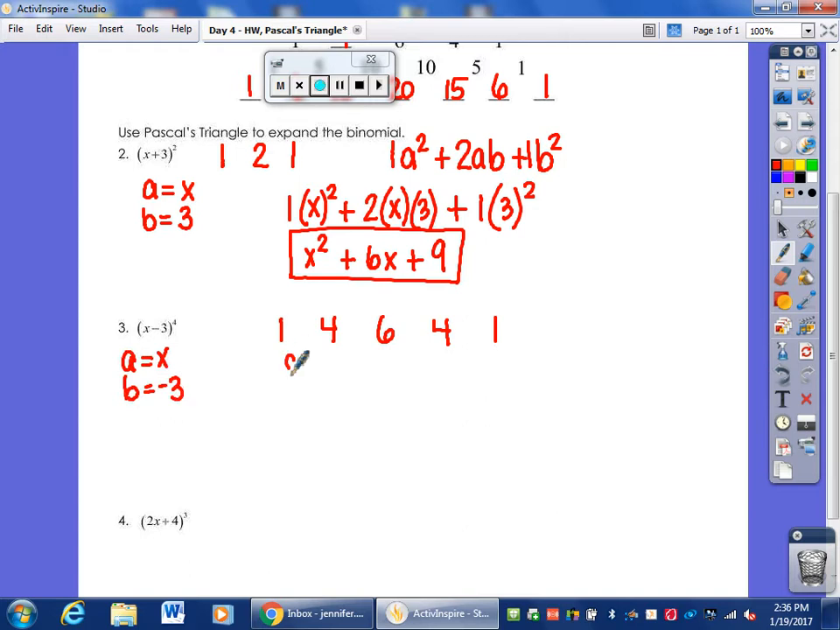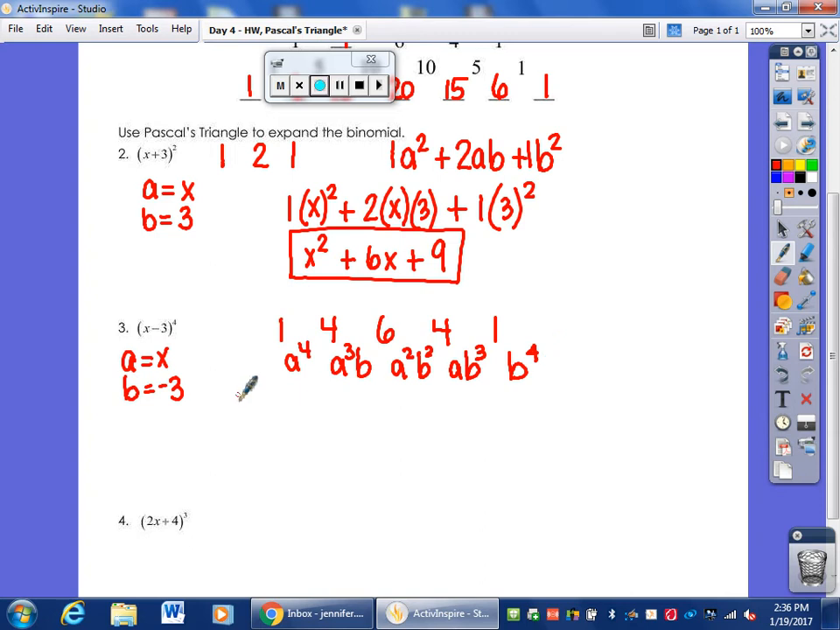And remember that we start with a to the 4th and we work down. So we go a to the 3rd and then pick up a b. And then we go a to the 2nd and do b to the 2nd, because the a's are decreasing while the b's are increasing. And then we would go a to the 1st power, b to the 3rd power, and then the last one would be b to the 4th. Okay? So we're going to follow that pattern, but we're going to use the a and the b that we have in this problem.